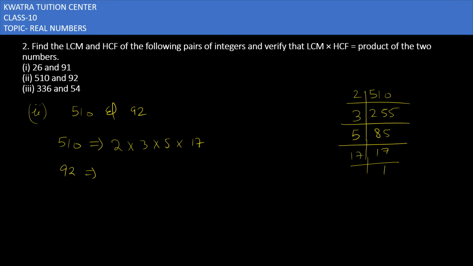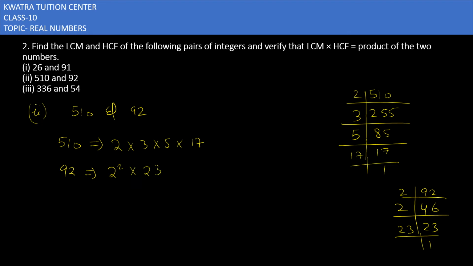Then 92, you will also find the prime factors of 92. Divided by 2, it will give you 46, and then 46 is again divisible by 2, it will give you 23, and 23 is a prime number. So 92 can be written as 2 square into 23.